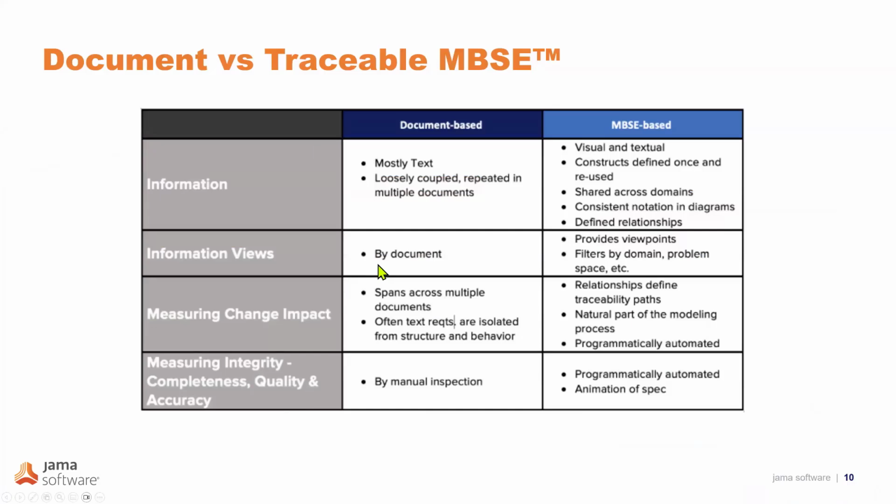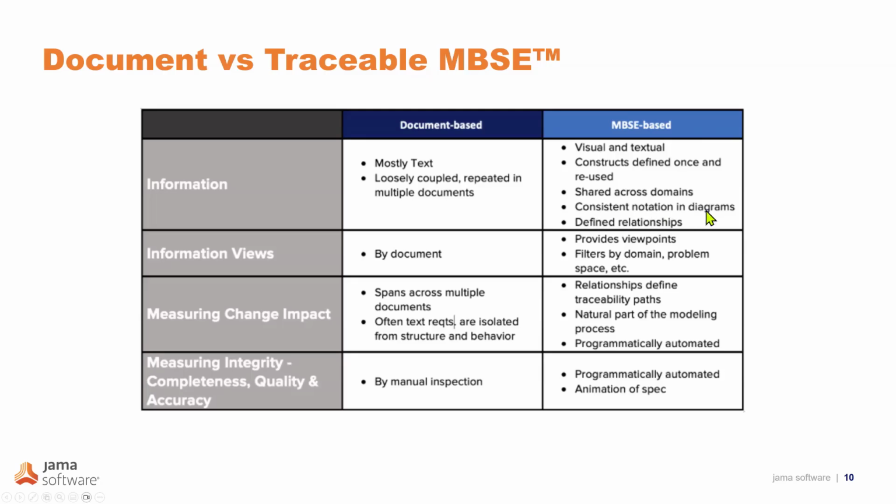And here are the key benefits that you see. In the old document-based scenario, information was mostly text, and it was very loosely coupled and often repeated in multiple documents across multiple scenarios because you needed to view it in slightly different ways. In the model-based system version of things, we see both visual and textual information. Constructs are defined once and reused over and over again. We don't have to repeat data over and over again in a disconnected fashion. The data can be shared across all domains.